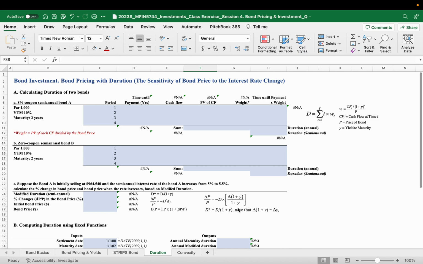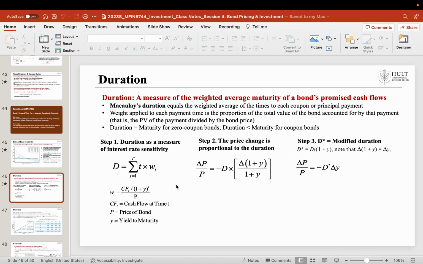It's kind of a beta in the stock. We have the sensitivity to the market, right? But it's not the sensitivity to the market in the bond, it's the sensitivity to the interest rate changes to get the price changes. So here, duration in the slide, please read the textbook, and here are more sense in focus on the class notes.